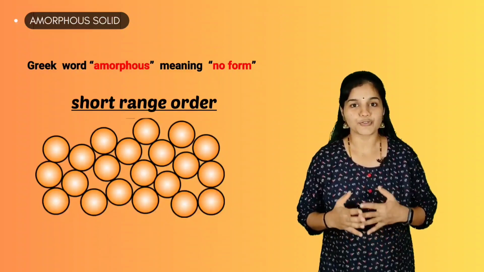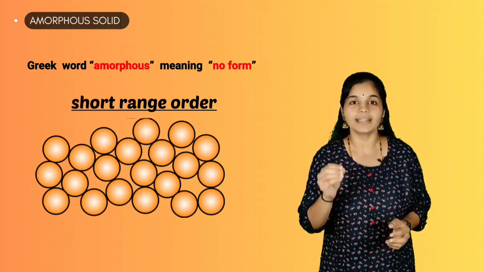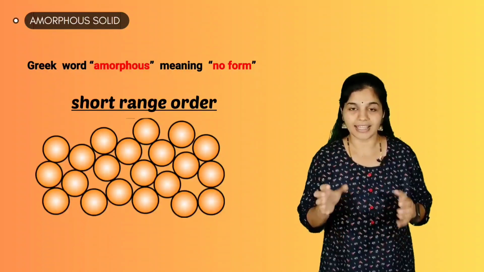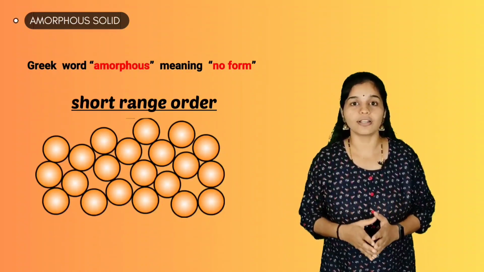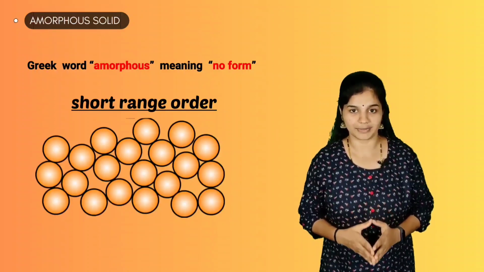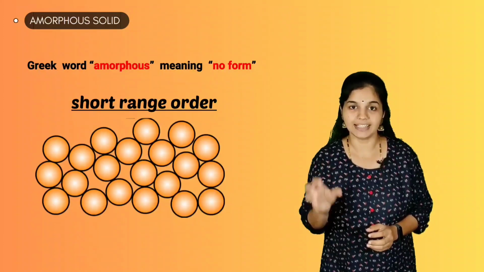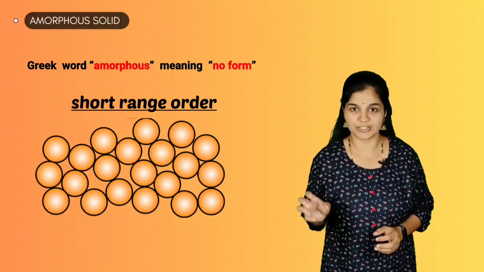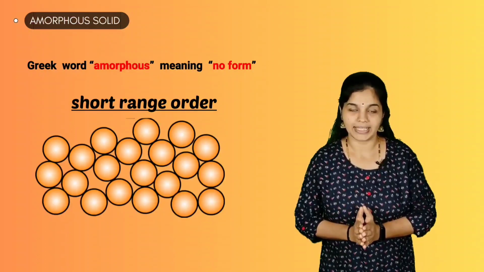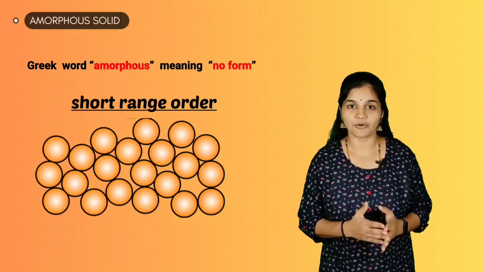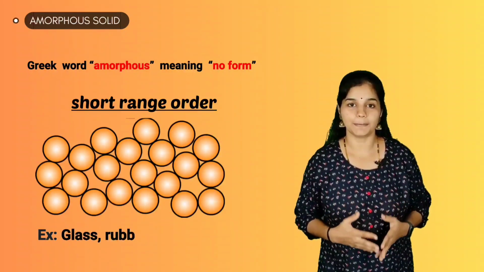Although amorphous solids do not possess long-range regularity, in some cases, in a certain region, there is an ordered arrangement of atoms. This particular part of the amorphous solid acts as a crystalline solid, and we term it crystallites. Good examples of amorphous solids are glass, rubber and plastics.